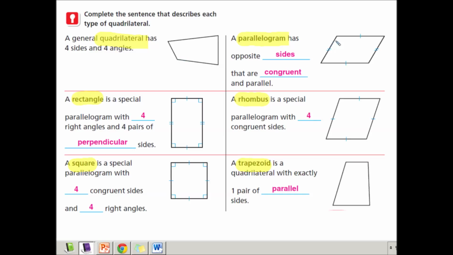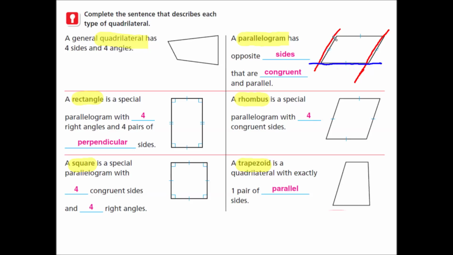Now, a specific type of quadrilateral is called a parallelogram. That's because these two opposite sides are parallel, and these opposite sides are parallel. That's why it's called a parallelogram. It has two sets of parallel sides.